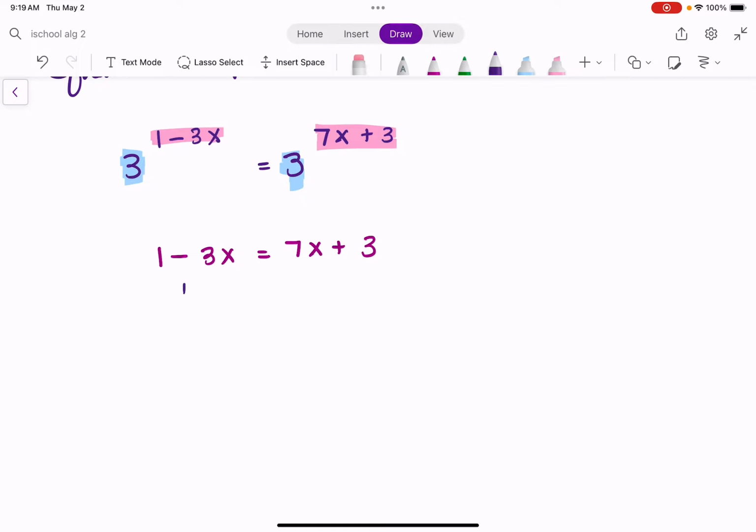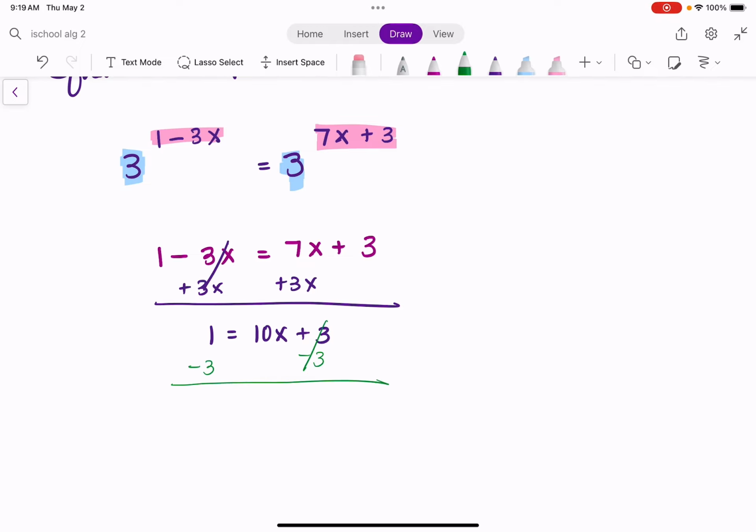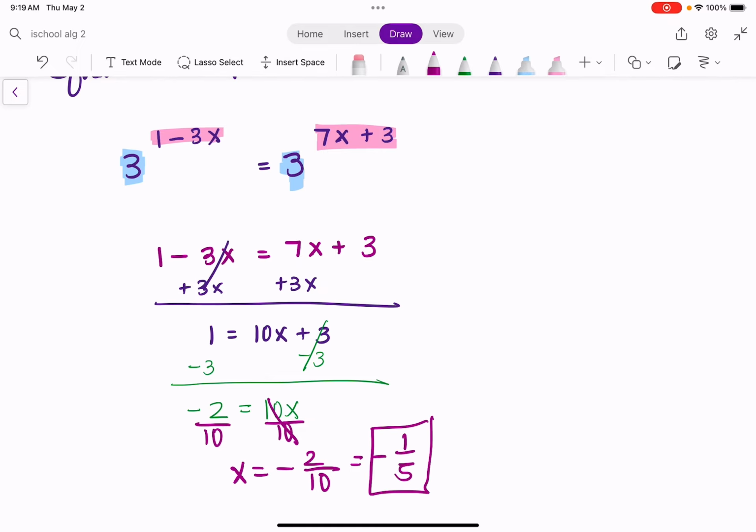So I'm going to start by adding 3x on both sides. And then I'm subtracting 3 on both sides. And then lastly, I'm dividing by 10. So x is going to equal negative 2 over 10, which can be reduced to negative 1/5. And I've now solved this equation. I now know that x equals negative 1/5.